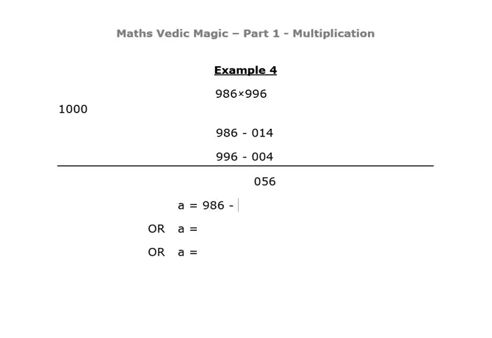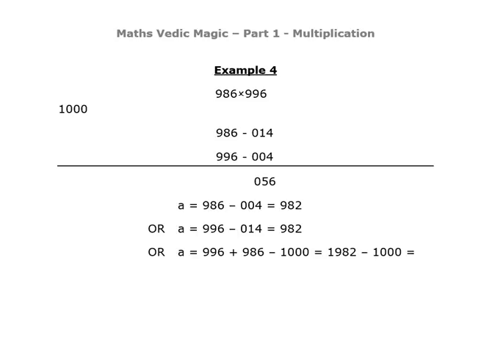or bottom left minus top right, or vertical sum of left side numbers minus base, which again gives us 982. So the answer with any of these gives us 982056. Let's look at another example with this bigger set of numbers.